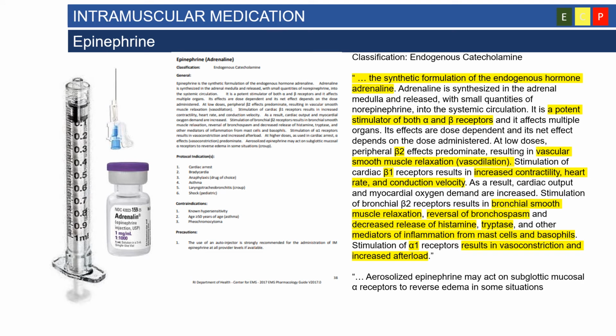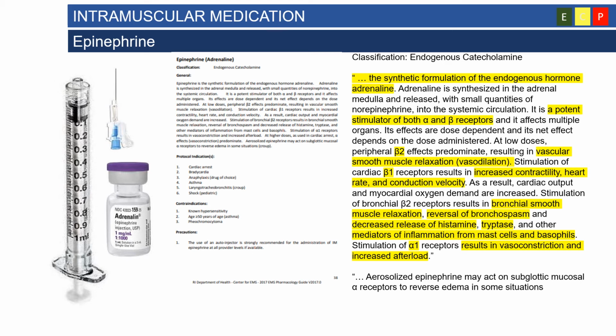Epinephrine is classified as an endogenous catecholamine. Endogenous simply means that it occurs within the body, and catecholamines are hormones that the brain, nerve tissue, and adrenal glands produce. The release of catecholamines is in response to physical or emotional stress, also known as the fight or flight or sympathetic response.